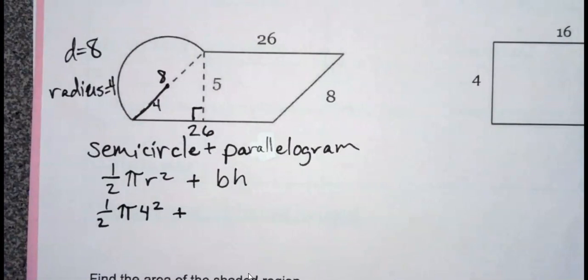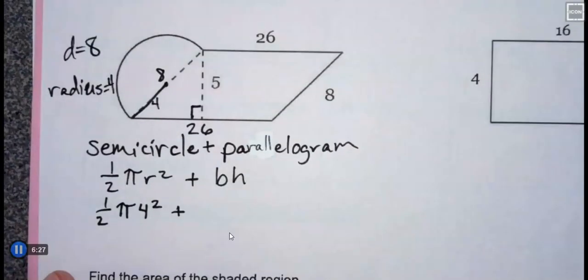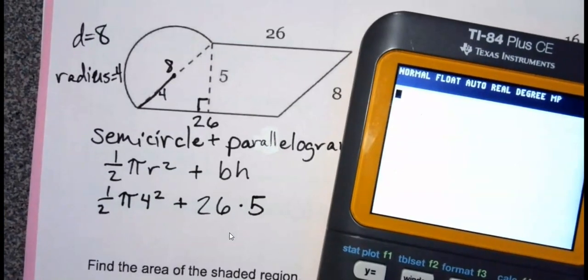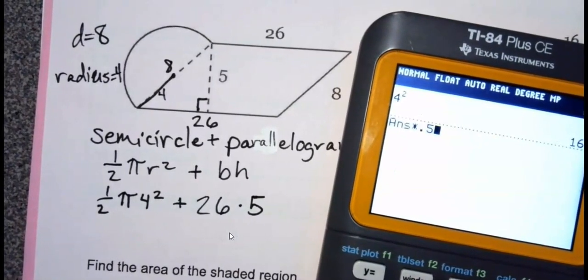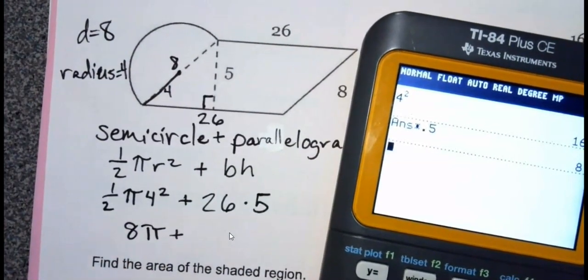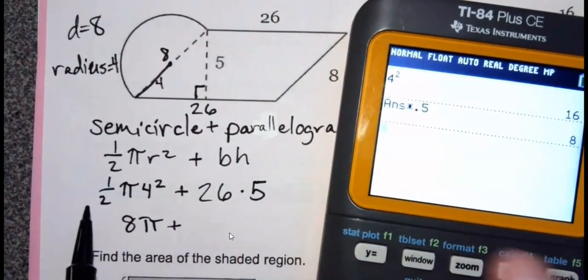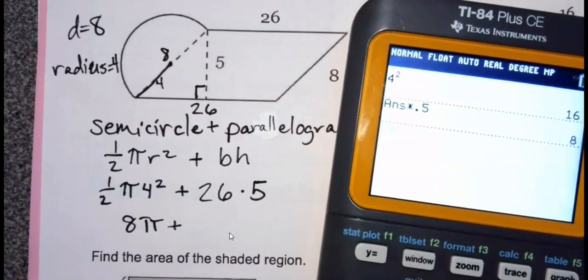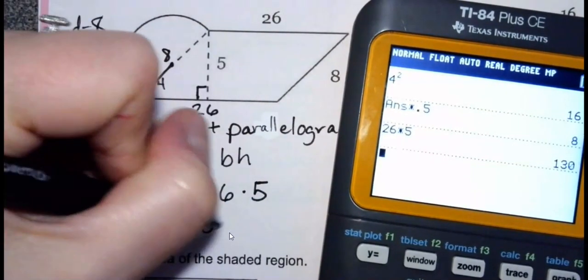And this is not going to be in terms of pi. I think these want it in, well, let me just look it up. All right, and then my parallelogram is going to be base times height. So 26 times 5. So 4 squared times 0.5 is going to give us 8 pi, which is great. We've answered problems like this before. You type in 4 squared and you type in 1/2, which is 0.5. 4 squared times 0.5. And then 26 times 5 is going to be 130.